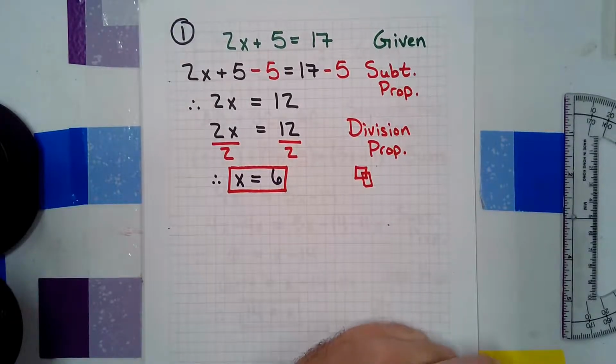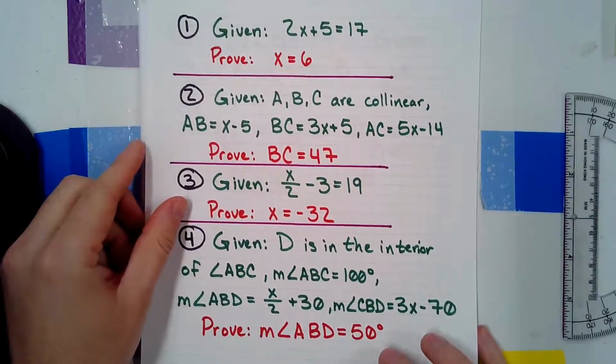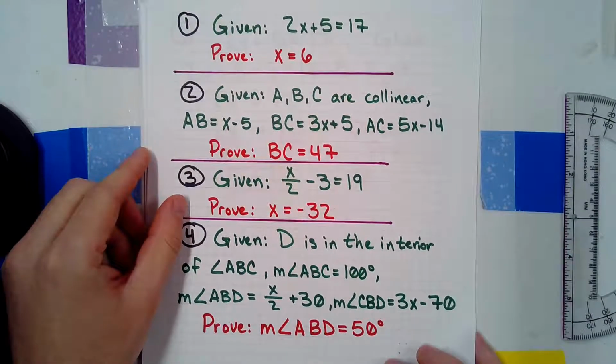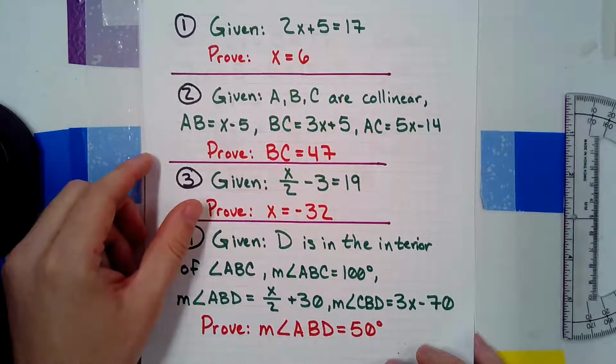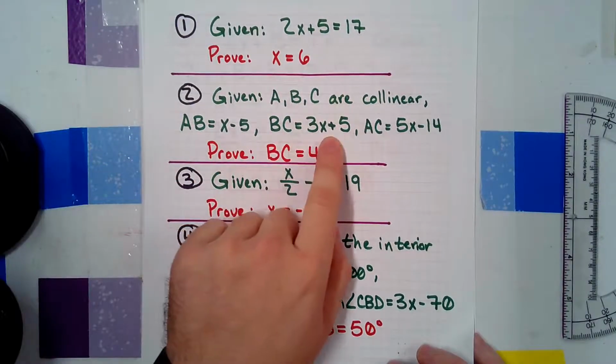Number 2 says, given A, B, and C are collinear. What does it mean to be collinear? Same line. Very good. I keep asking this because there's some people who still don't know. AB equals x minus 5. BC is that. AC is that.